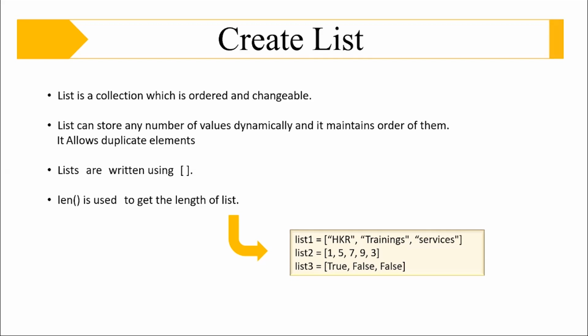And lists in Python are written in square brackets, and we can find the length of list using the len function or len method that is going to return the total number of elements present in a list.